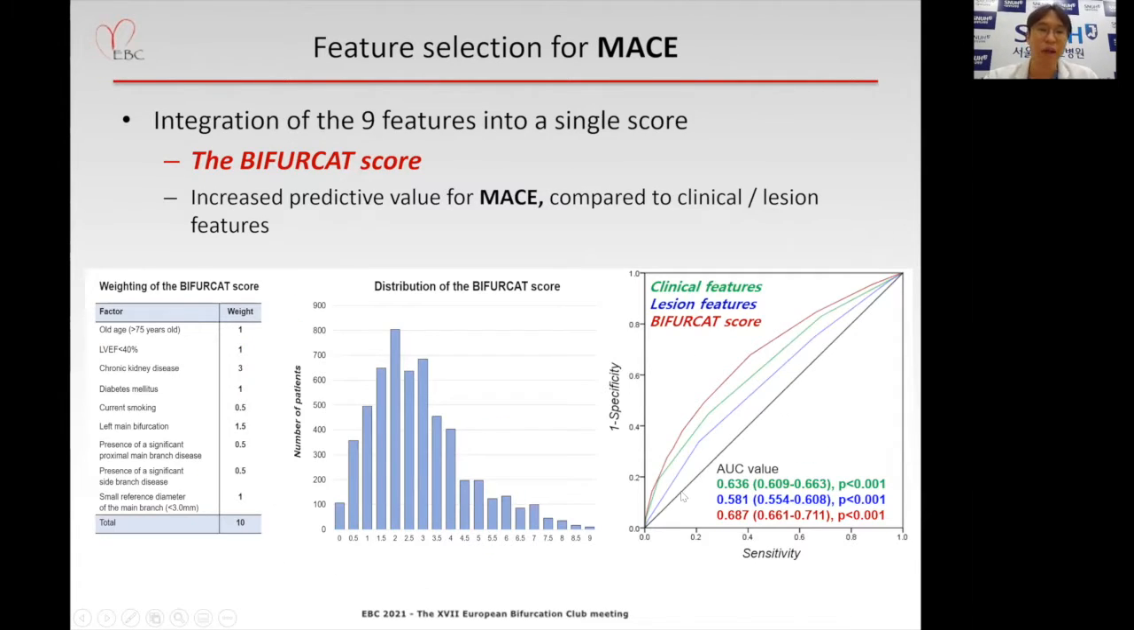We integrated these 9 features into a single score, the so-called BIFURCAT score. The weights were calculated from the Cox regression model. We could see that the distribution of the bifurcation score was as follows. And compared to the lesion or clinical features alone, the bifurcation score had an improved predictive value for MACE.